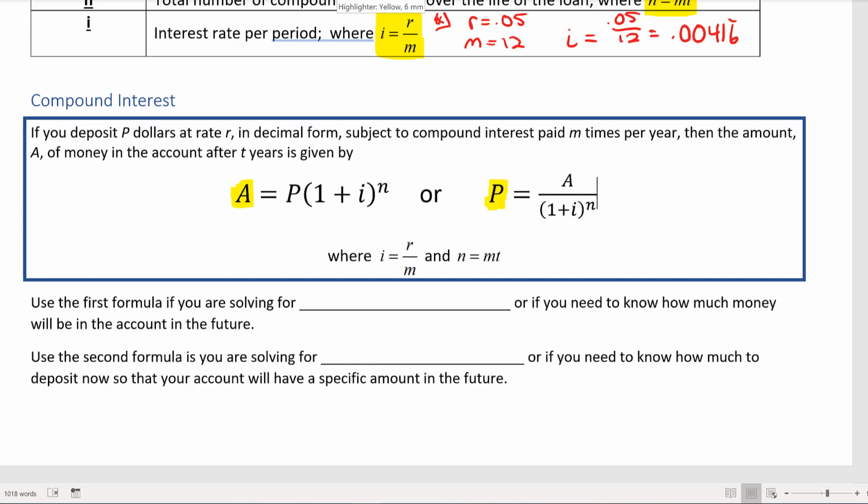Now don't forget that we have our sub-formulas in here, and when you're trying to find I, it is equal to the rate divided by m. And when you're trying to find n, that's m times t. Those formulas, if you do them before you plug them into the big formula, it's going to save you a little bit of time and a bunch of parentheses when you're trying to type it in. So the first formula is used when you're solving for future value.